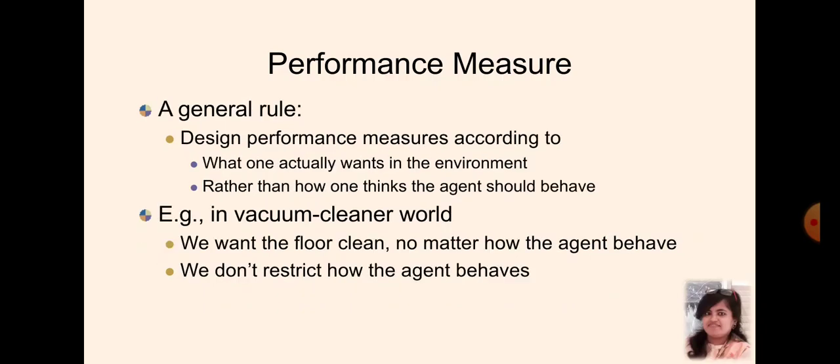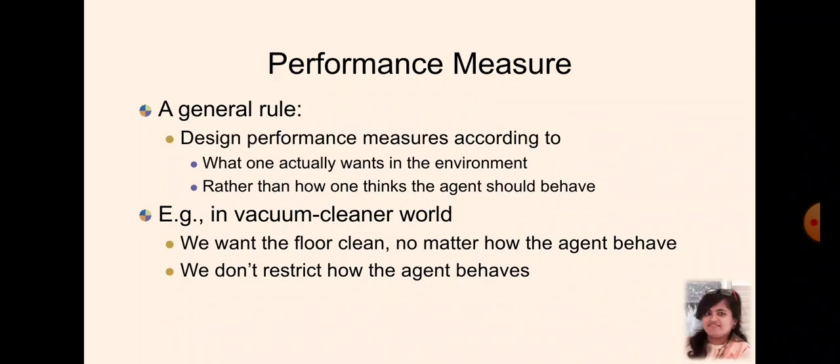A general rule is to design performance measures according to what one actually wants in the environment, rather than how one thinks the agent should behave. In the vacuum cleaner example, what we actually want is to clean the floor, no matter how the agent behaves. We are not going to restrict how the agent behaves. The agent can go randomly from left to right, right to left. It can randomly go to any corner of one particular square. We are not checking that, so that is not going to be in our performance measure.